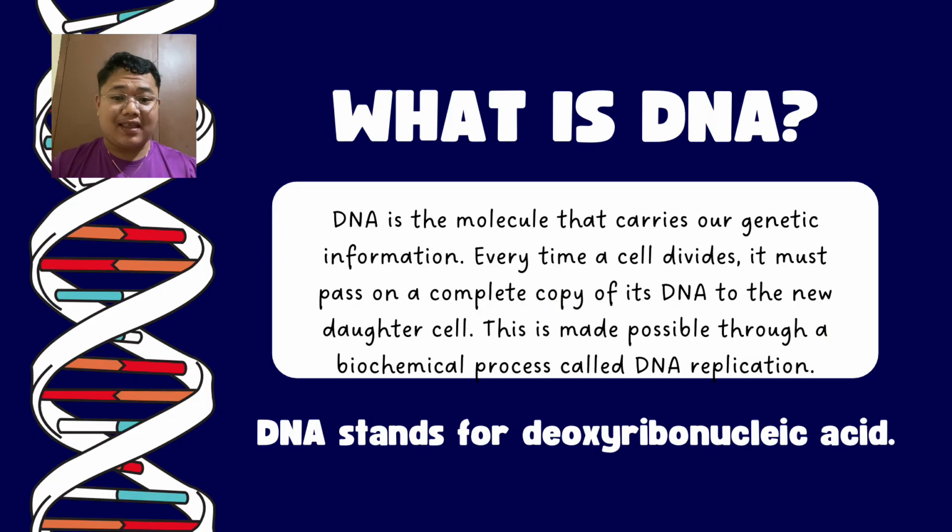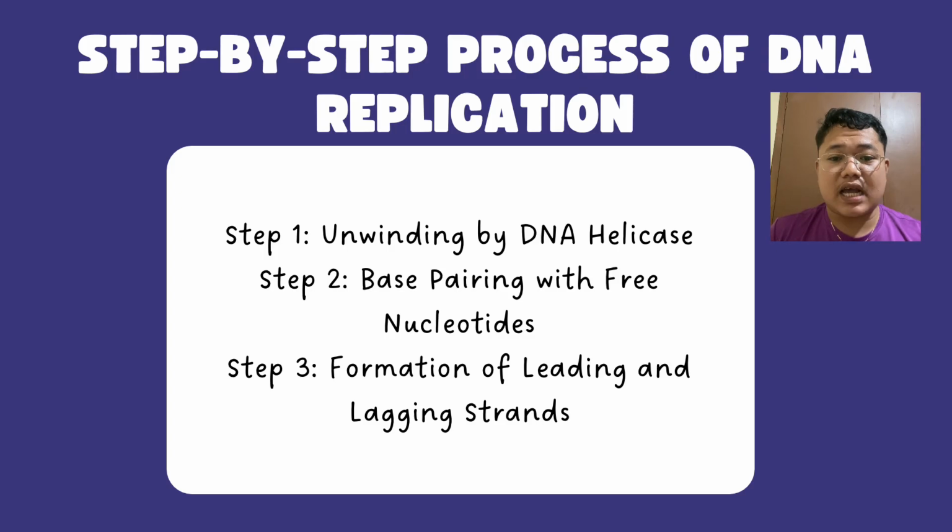The key idea behind replication is base pairing, the rule that adenine pairs with thymine and cytosine pairs with guanine. That is the one idea behind the replication. Next is the step-by-step process of DNA replication.